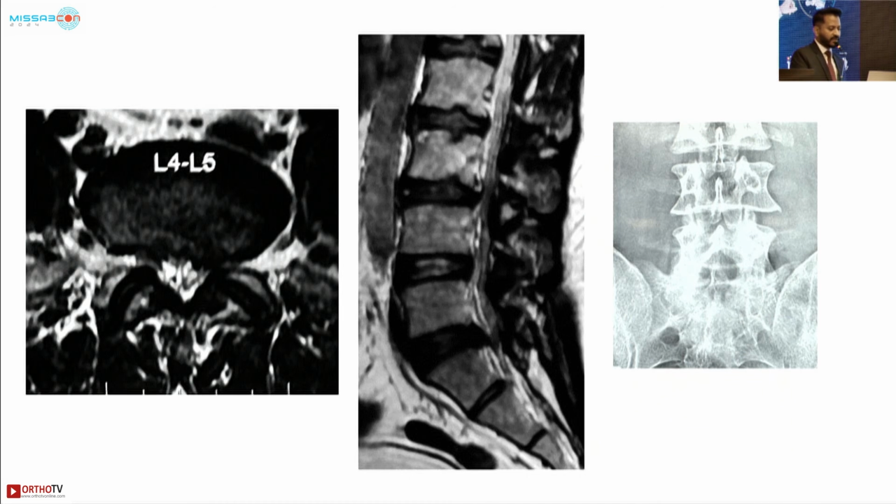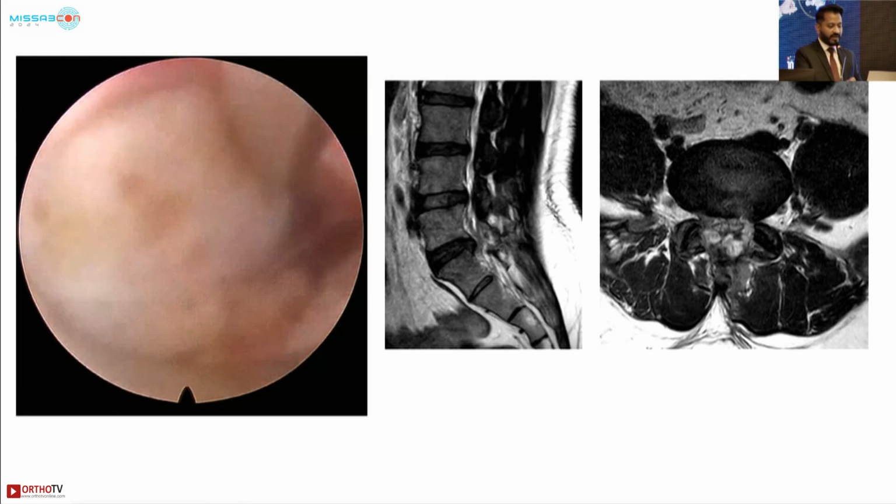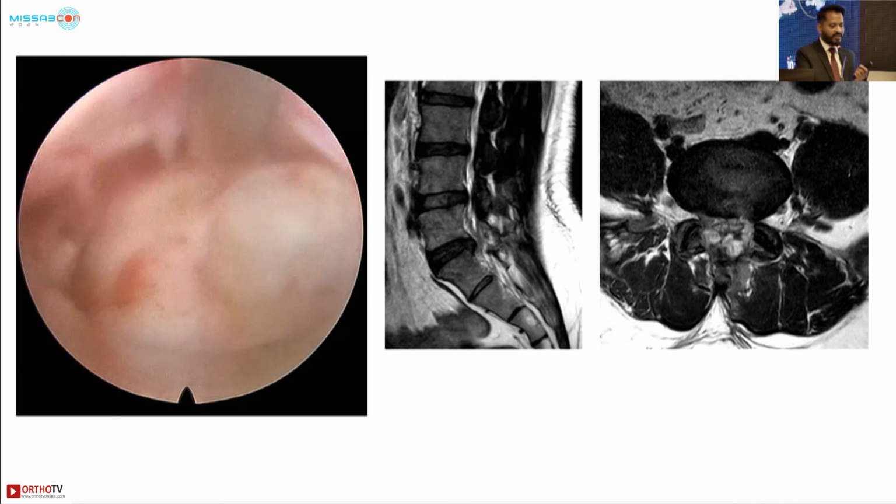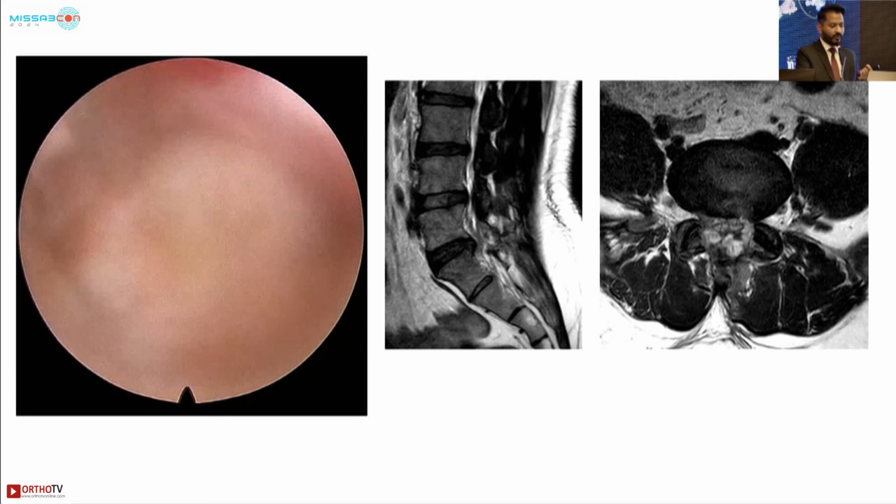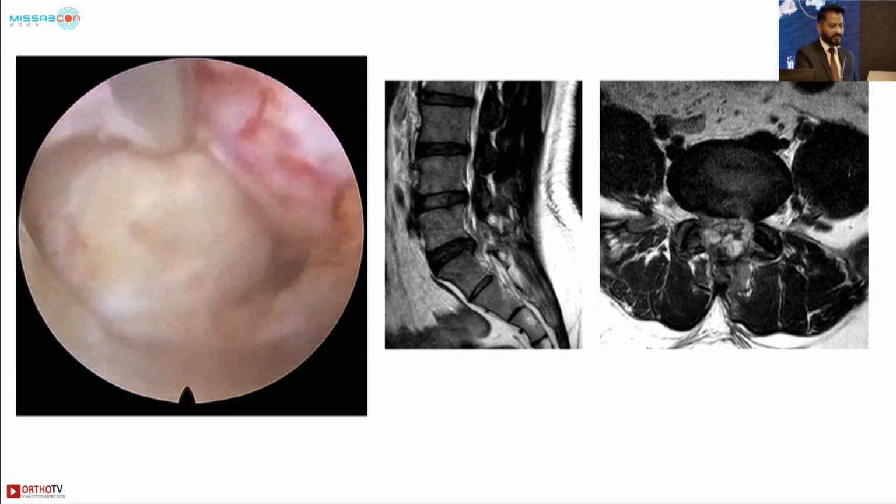So this is the last case where there is a pre-existing stenosis, but this patient came to me with agonizing left-sided leg pain. Even after studying the MRI, I couldn't find the cause of the severe pain here. But once I went inside, there was a pointed subannular disc fragment just underneath the root, which explained the severity of the symptoms.